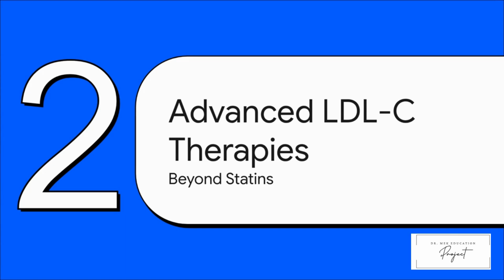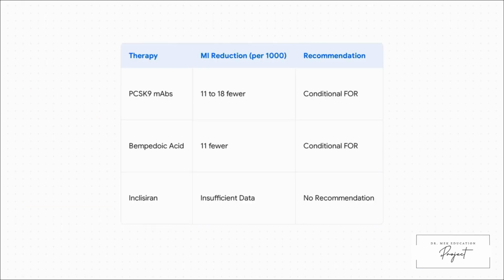Now let's see how that risk assessment philosophy carries over into the new pharmacologic recommendations, especially when we look at non-statin therapies. This table really lays out the current landscape. For the PCSK9 monoclonal antibodies, in those high-risk patients who are not at goal, we have a conditional recommendation. And yes, they do show a reduction of about 11 to 18 MIs per 1,000 patients.